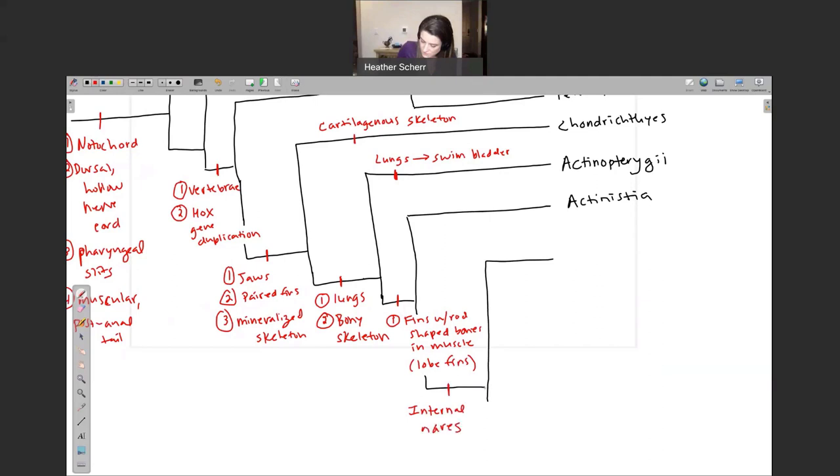Then we have internal nares, meaning the nostrils connect into the respiratory system. So prior to this, there are nostrils in lots of these groups, but they're just like little cups where they have the chemoreceptors for odors or chemicals. But now they're going to go through. That's what internal nares means. The group to branch off there, to do its own thing, is the Dipnoi or the lungfish.